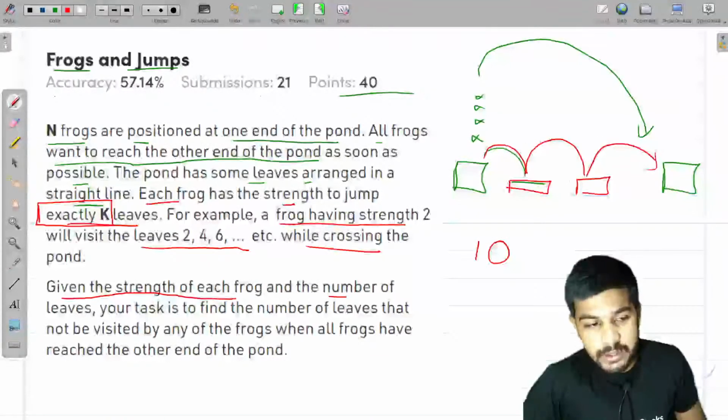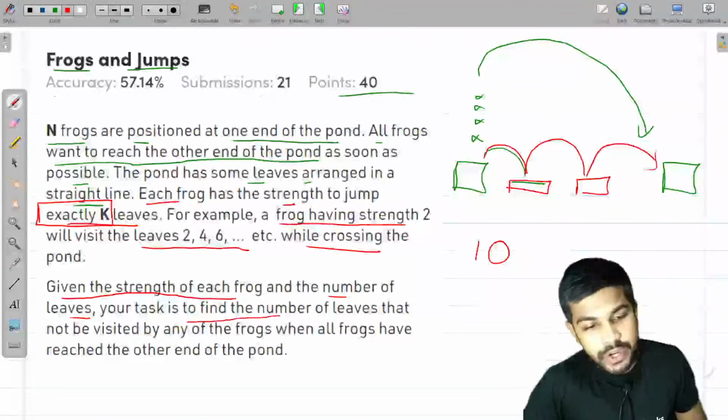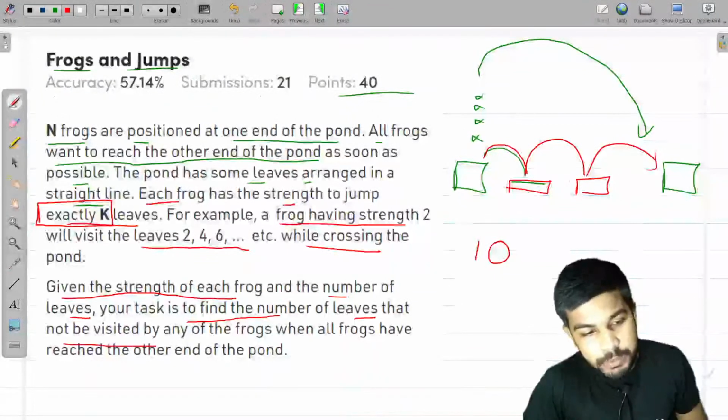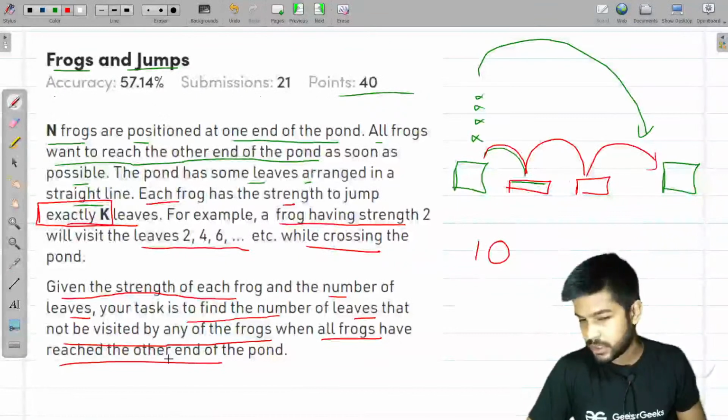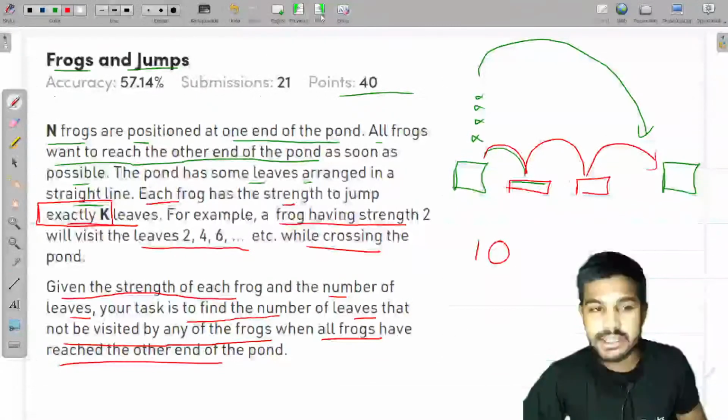Now we are given the strength of each frog and the number of leaves, and your task is to find the number of leaves that are not visited by any of the frogs when all frogs have reached the other end of the pond. Good to go. Now we would see the example.